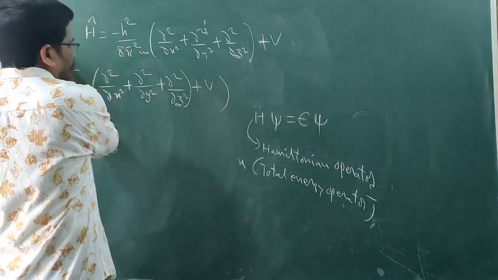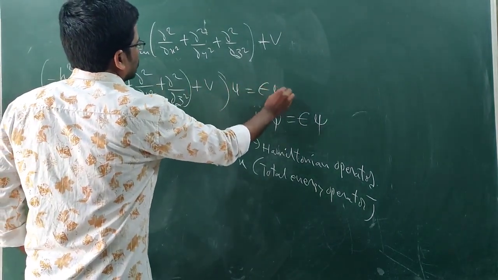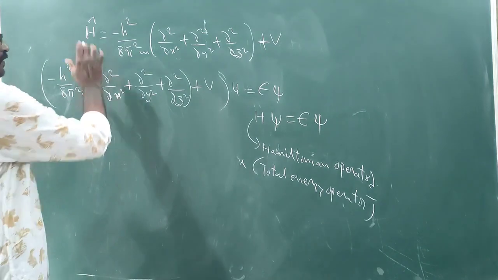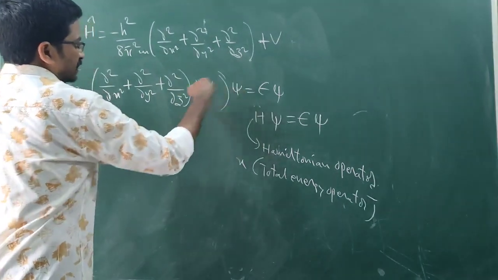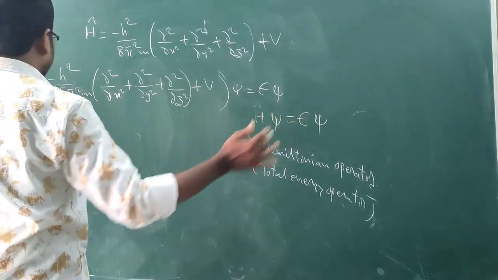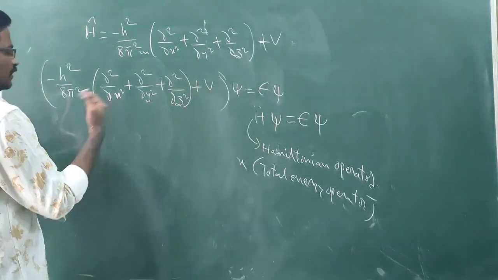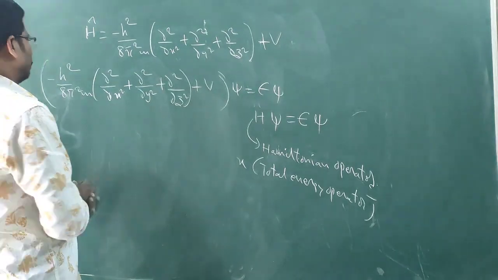Into V psi is equal to E psi. If this is substituted here, you can get these results. Then consolidate this equation. Let us simplify this equation. Then you can get the Schrodinger wave equation.